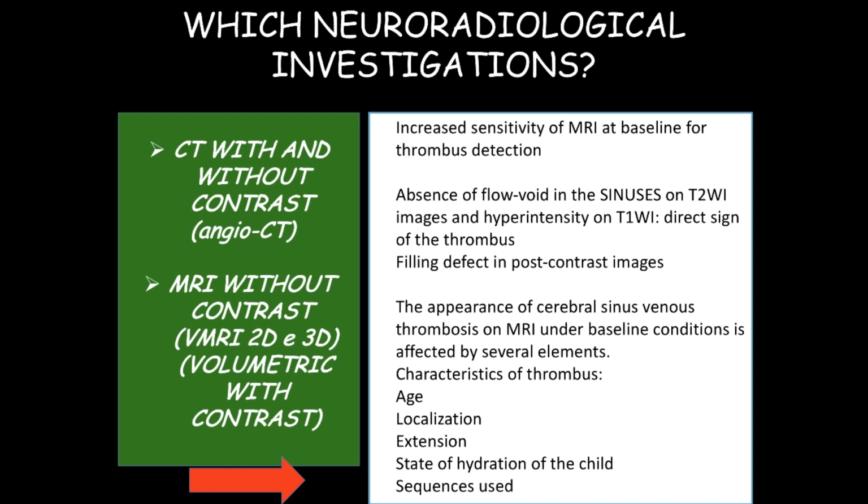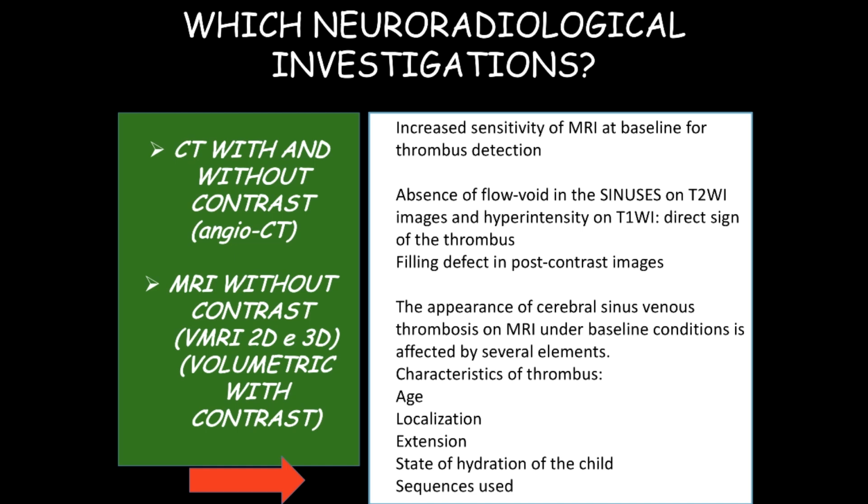How can we see a thrombus? Generally, by the absence of flow void on T2. When we speak about flow void, we speak about a hypointensity related to the flow of blood. And the thrombus tends to be hyperintense on T2. Obviously, this is a direct sign, and it's even better seen if we perform an MRI with contrast, because we can see the filling defect, and this is absolutely the last word.